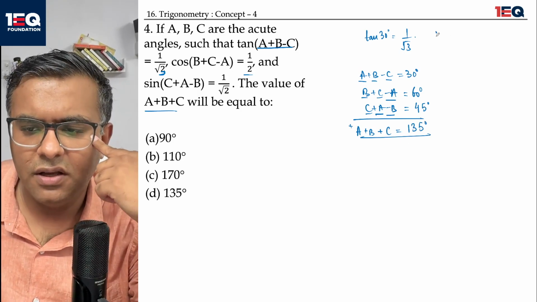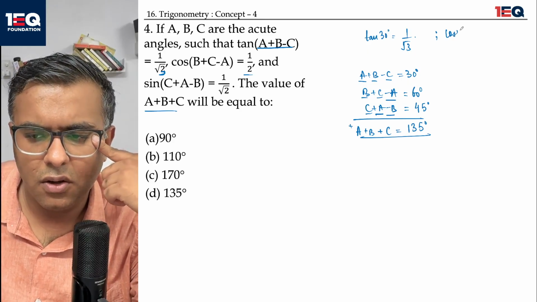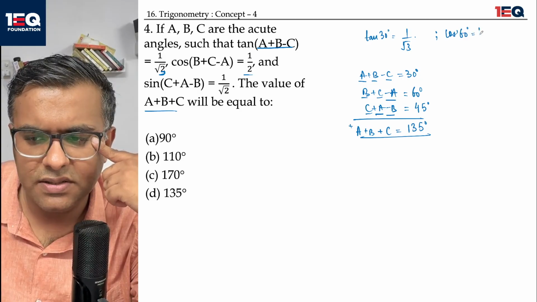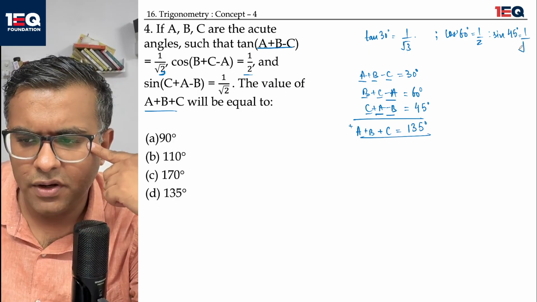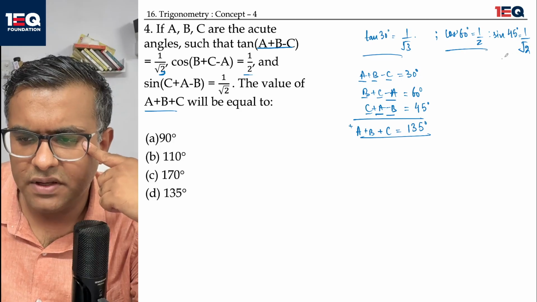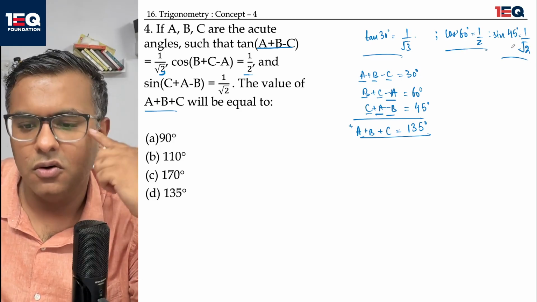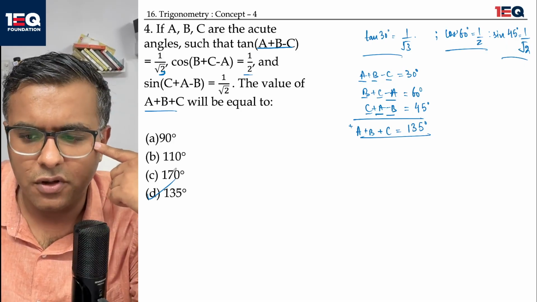The only method which would have worked here is that cos 60 degrees is equal to half and sine 45 degrees is equal to 1 over root 2. So D is the answer that we are looking for.